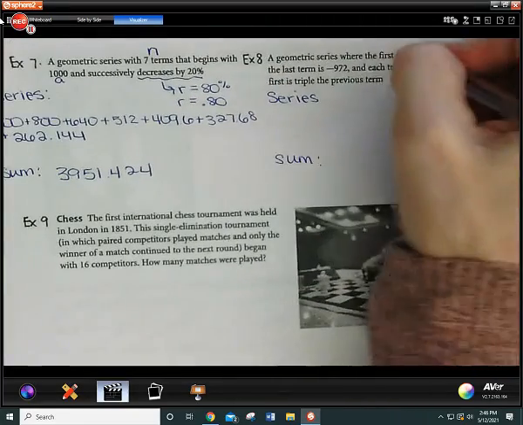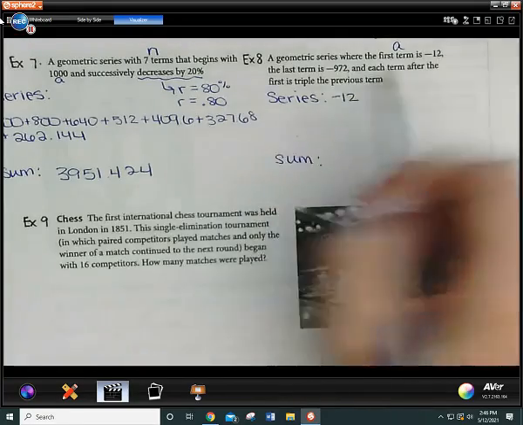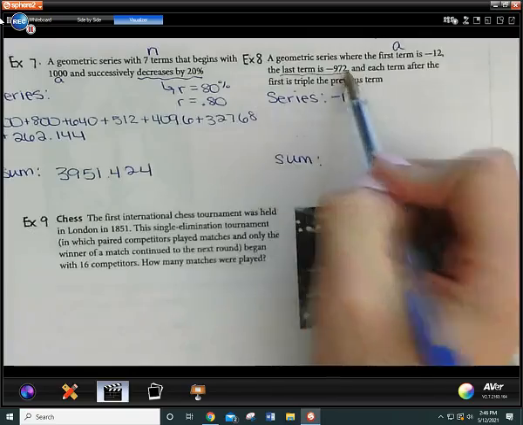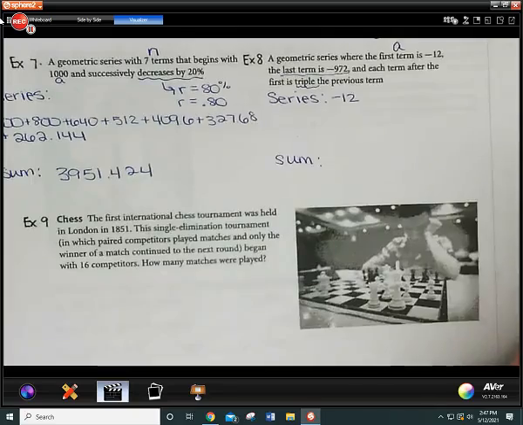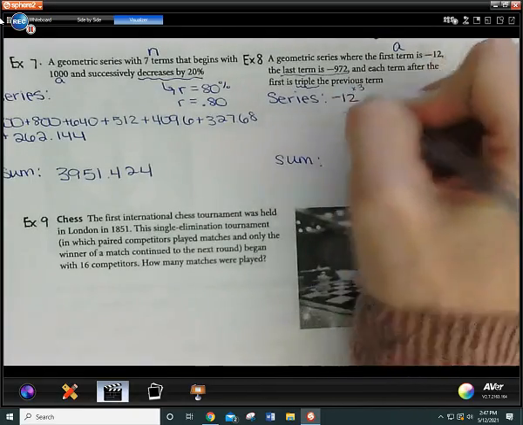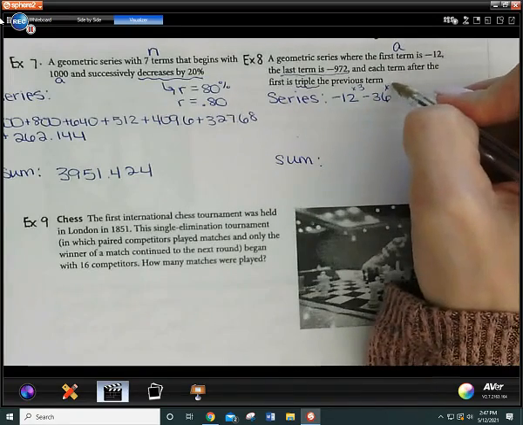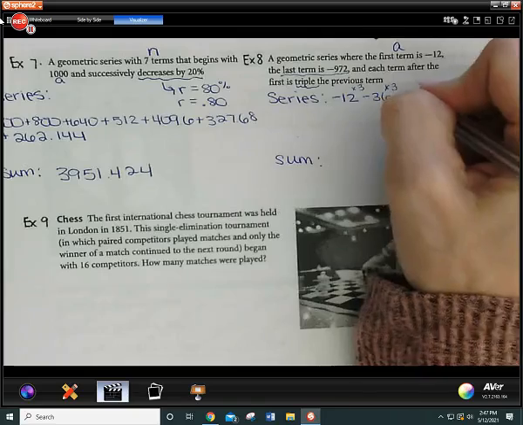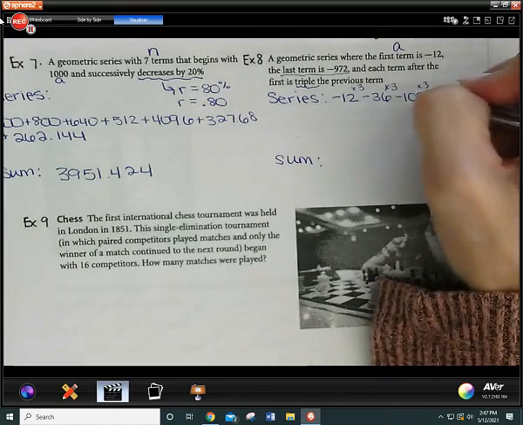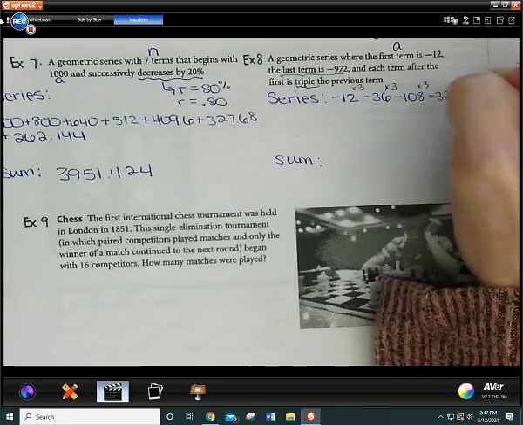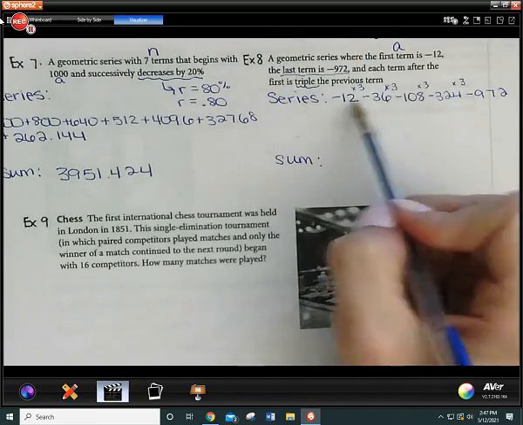So the first term, the a, is negative 12. The last term, we're going to stop when we hit negative 972. And they are tripling, so my r is times 3. So take that times 3, and we're going to get negative 36. Take that times 3, we're going to get negative 108. Take that times 3, we're going to get negative 324. Keep going, take that times 3, we're going to get negative 972. Okay, so there's my series.